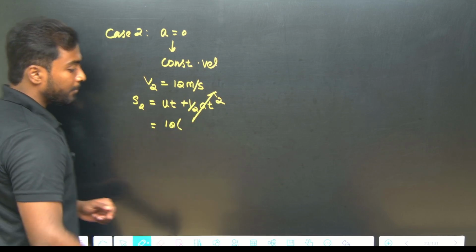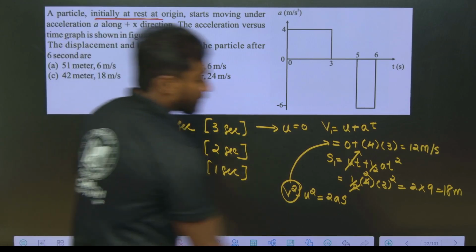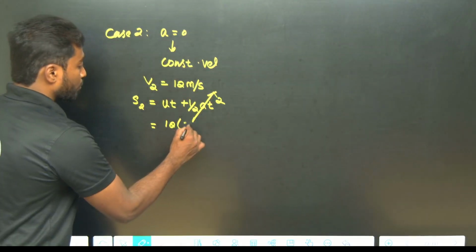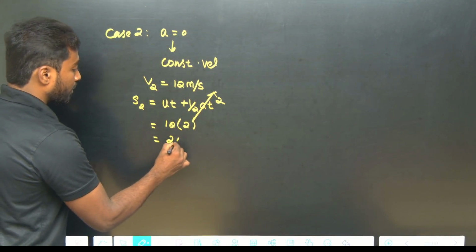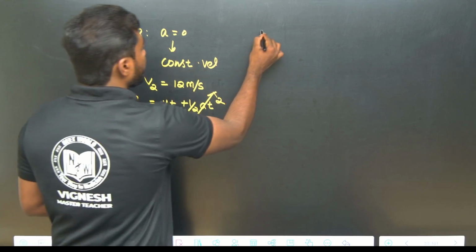And what is the time taken here? Time taken is 2 seconds, right? 2 seconds. So into 2, which is nothing but 24 meter. This is for the case 2. What about the case 3?